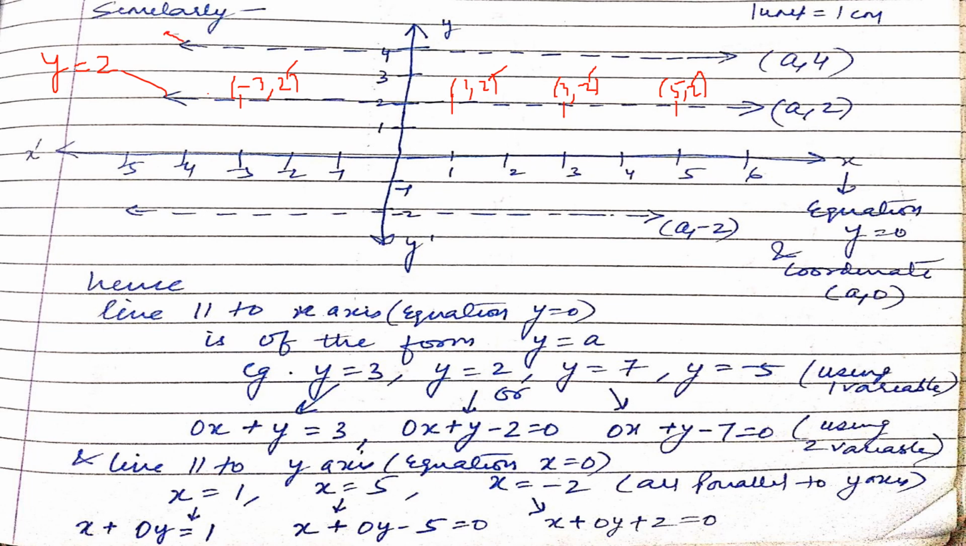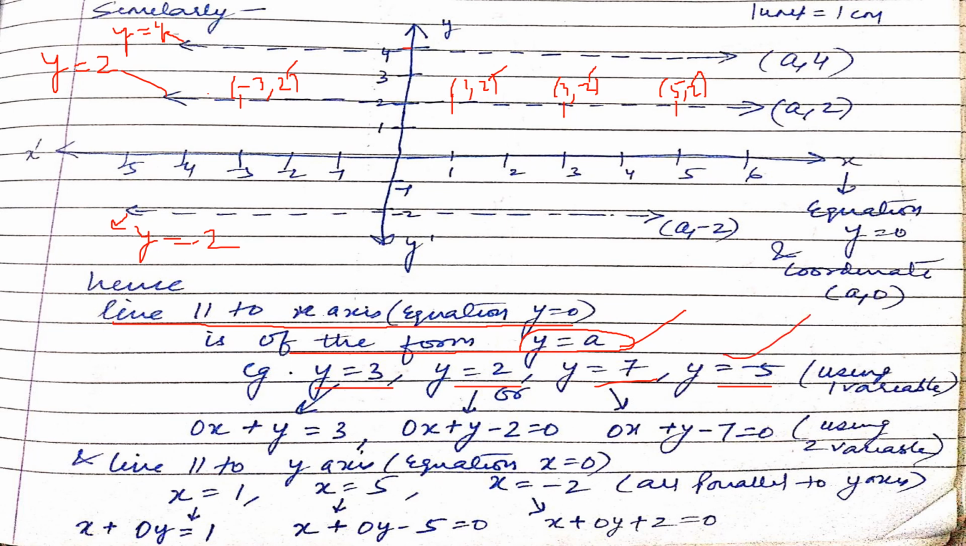Similarly, this line is passing through point 4, so we can say it is y equal to 4. Similarly, this one is y equal to minus 2. Very simple. Now I have generalized this line parallel to the x-axis whose equation is y equal to 0 is of the form y equal to a. I have told you this thing, y equal to 3, y equal to 5, y equal to 7. All these lines are parallel to the x-axis. Now, examples I have taken: y equal to 3, y equal to 2, y equal to 7, y equal to minus 5. They all are parallel to the x-axis.